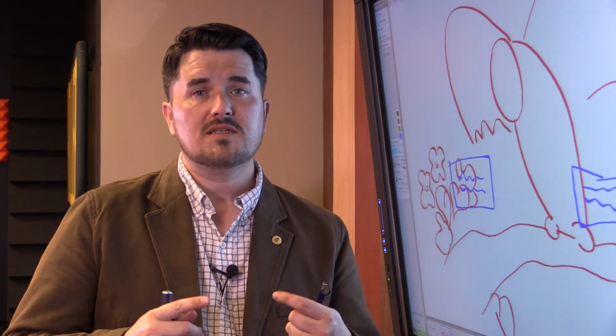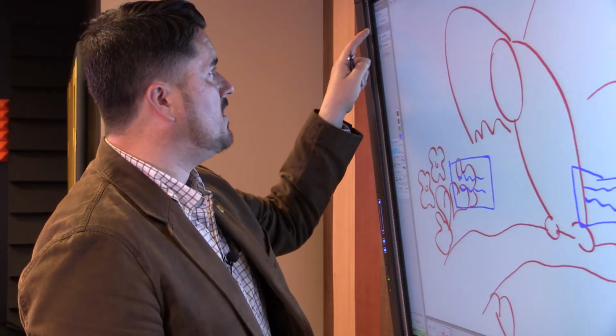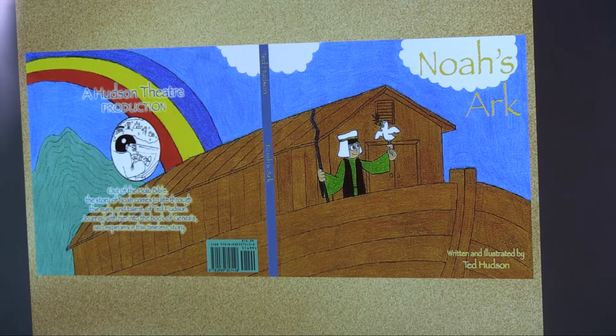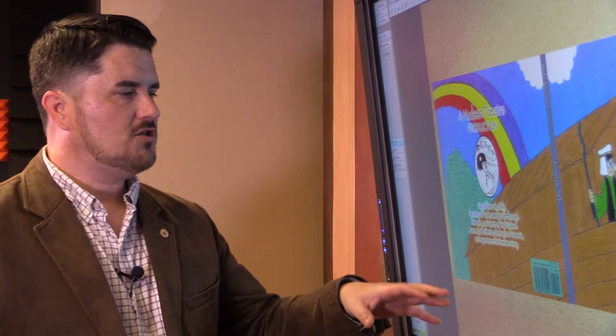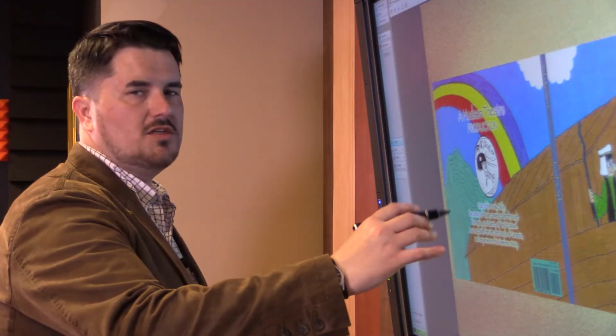Now, I'll reference Ted Hudson's work again, and I'll show you a picture of his work up here. So this is Ted Hudson's Noah's Ark. And if you look at this, you're going to notice that the cover itself is spread out into two shapes here. We have the back cover and the front cover. This is a hardbound book.